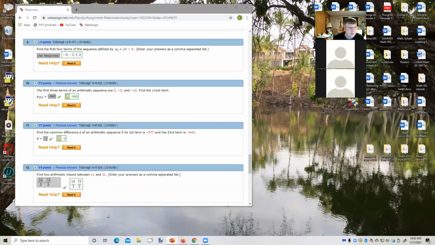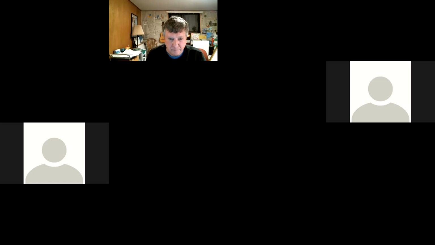Problem number 9, it says, find the first 4 terms of the sequence defined by a sub n equals 2n minus 5. Enter your answers as a comma separated list. Now, they're giving us a formula to use. It's not the usual arithmetic sequence formula. So we're going to use that formula.